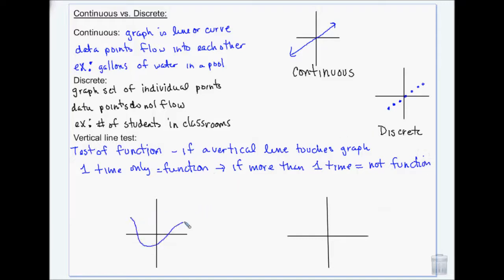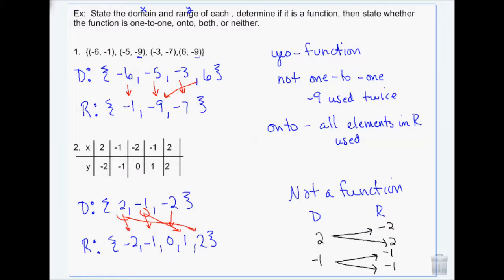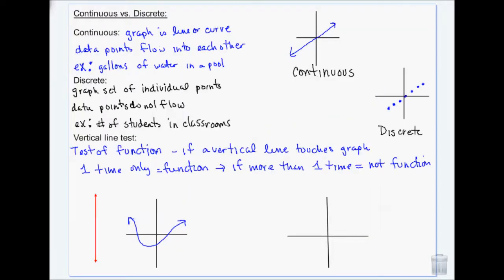So if I have some random line or curve, and I take a vertical line, so a pencil works, or the edge of your paper, and I move it across, as you can see, each place I move it, it's only touching the graph in one spot, right? There's no place where it's going to touch the graph twice. So this would be a function.